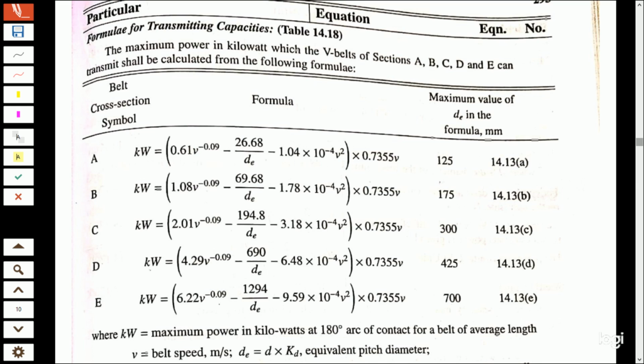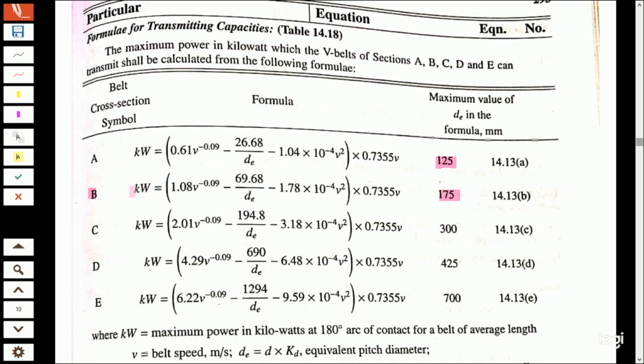Now I hope you all remember the discussion. In the discussion part I have told you how the selection of cross section is done based upon the value of D. Here the value of D that we have obtained right now is 136.8. So for a value greater than 125 and less than 175, we have to select the cross section B. So for this question the cross section that we are going to select is B.